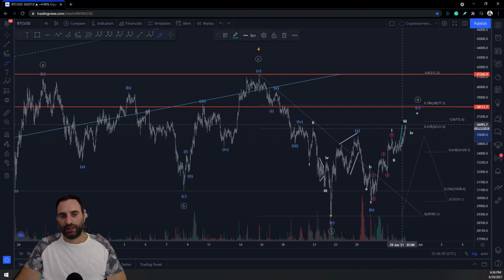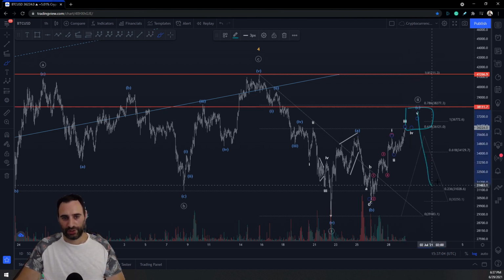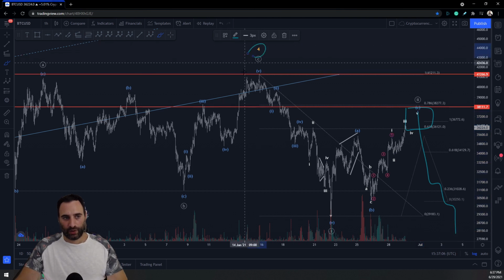Which means 3, 4, and 5, and then move down. Anyway, this is the area that I'm expecting to see prices start moving lower again, and continue in wave 3 of wave 5.